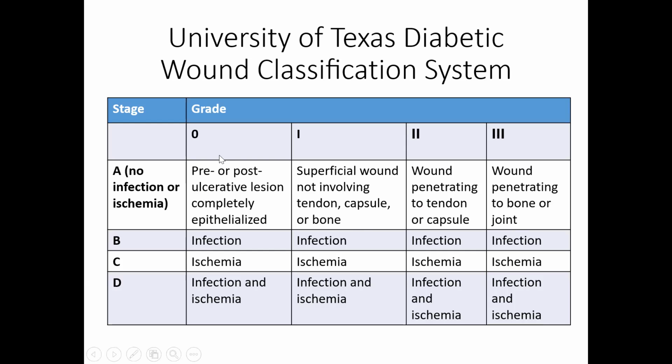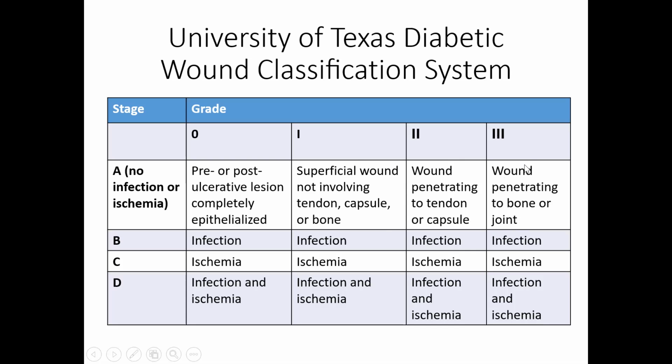But the patient can have a grade 0, 1, 2, or 3 level of wound at that time. Okay. So grade 0 is when there is a pre- or post-ulcerative lesion which is completely epithelialized. So obviously there is no infection, no ischemia, and no ulcer. Whereas in grade 1, there is a superficial wound not involving tendon, capsule, or bone. In grade 2, there is a wound penetrating to tendon or capsule. And in grade 3, there is a wound penetrating down to bone or joint.